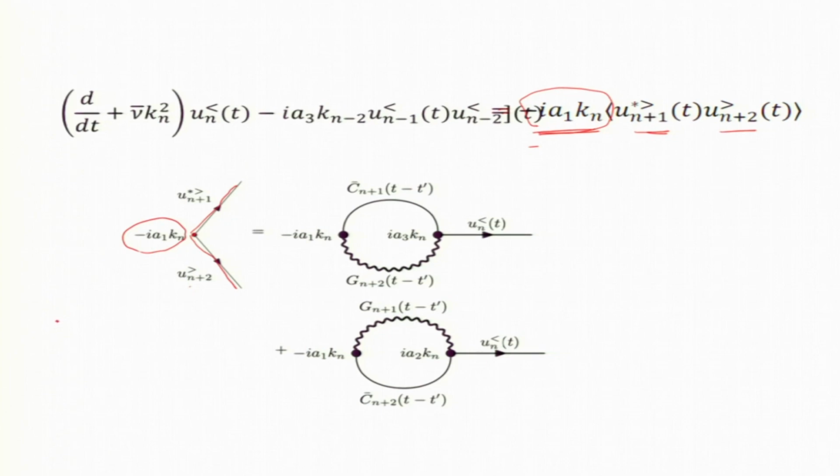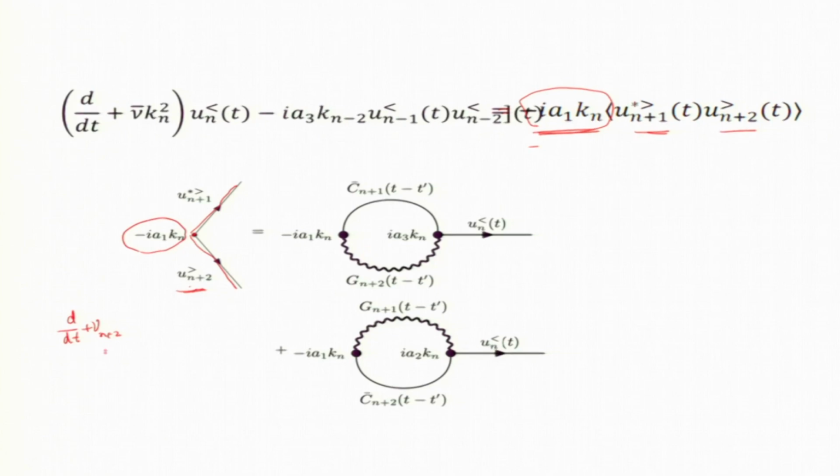So, let me just, I think I have it in my next slide. So, basically this is the Green's function inverse. So, the viscosity for n plus 2 will be nu n plus 2. Okay. So, I am going to say that viscosity at scale k n is nu n, at scale k n plus 1 is nu n plus 1, at scale k n plus 2 is nu n plus 2.